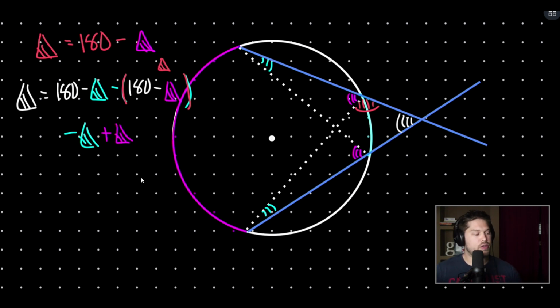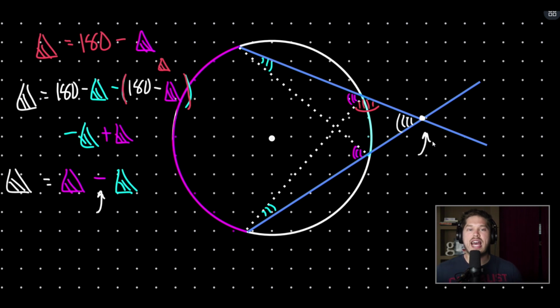Now I'm going to shuffle this around just to make it cleaner for us. We have a purple minus a blue is equal to our white angle in question. And notice how this is just a tiny bit different than our chord-chord intersection. In our chord-chord intersection, this was a plus sign, and here it's a minus sign. And that has everything to do with the fact that the point of intersection is outside our circle.